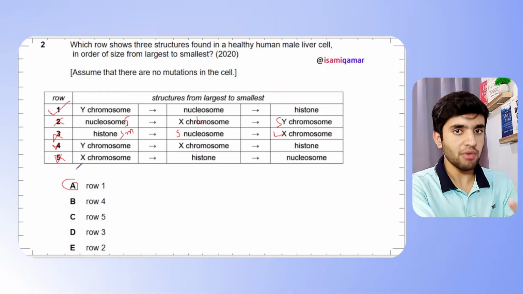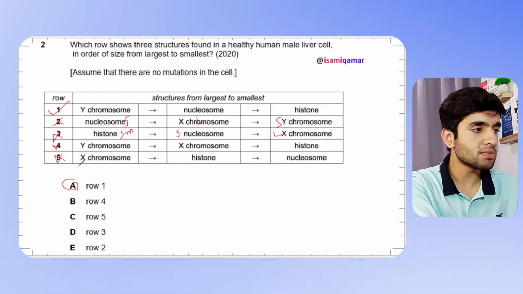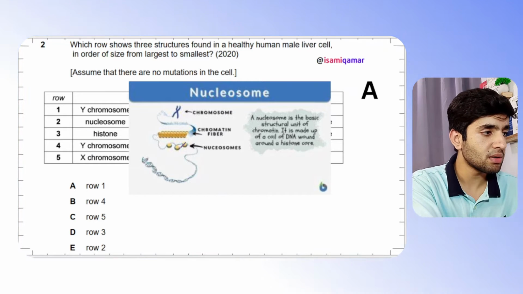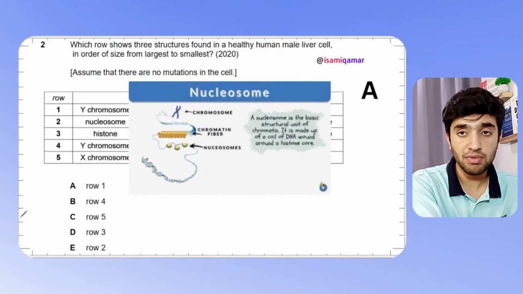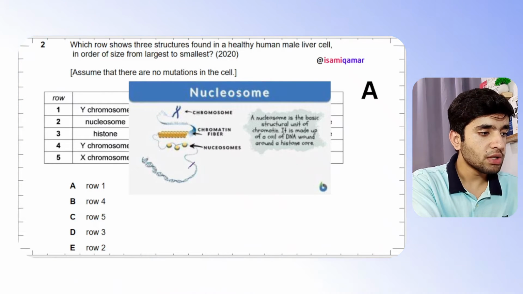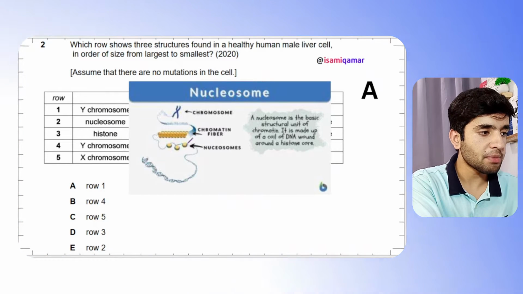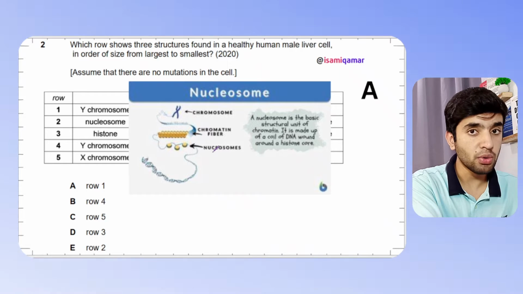Now you have seen what the examiner is asking. You have to first understand that. Now let's move on to the answer. This is the answer: A was the option, A was the answer. And here I have something to show you. This is the DNA, and this in yellow color is the histone. When DNA wraps around it, this will be the nucleosome.